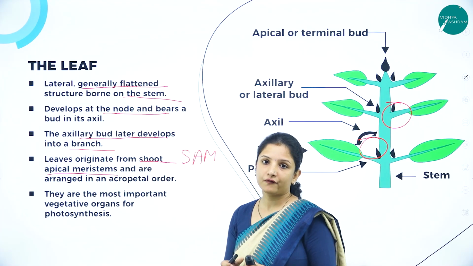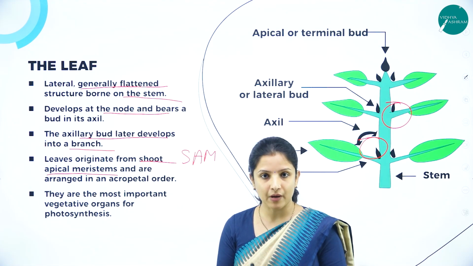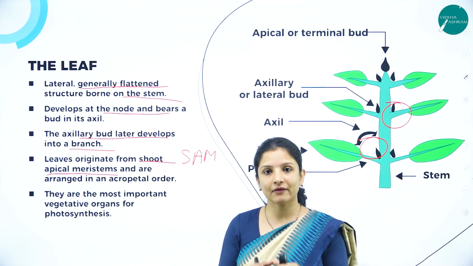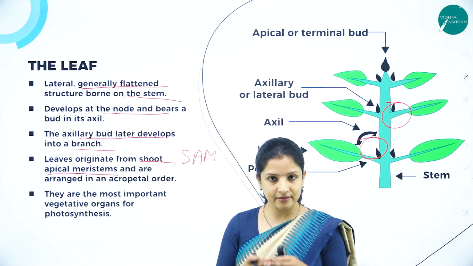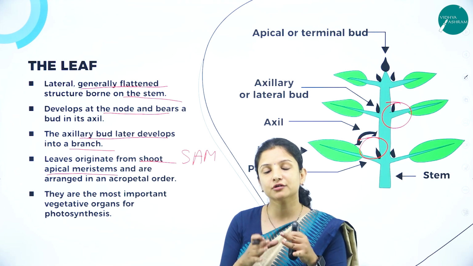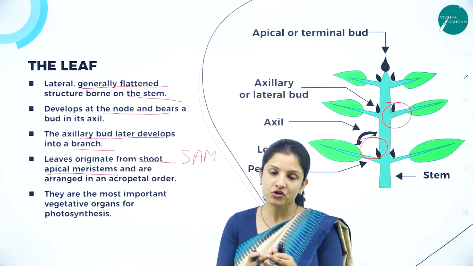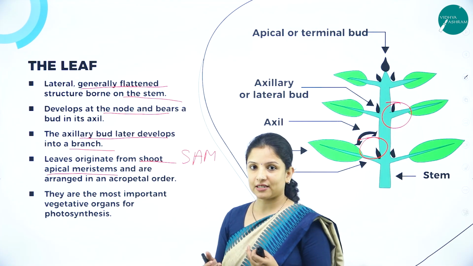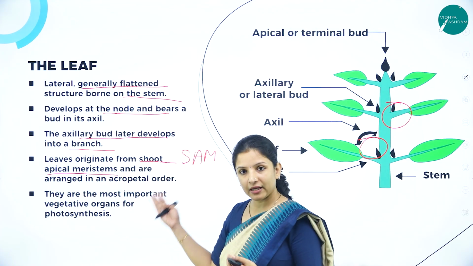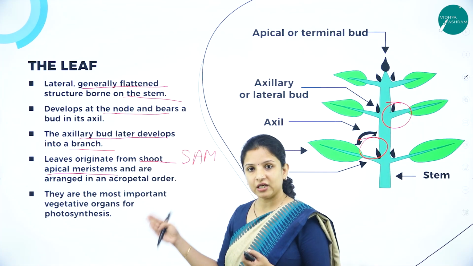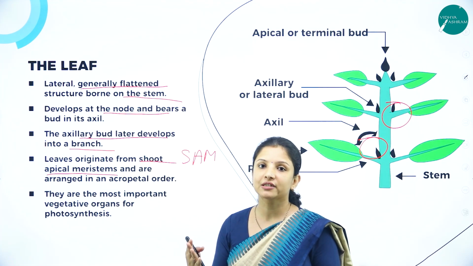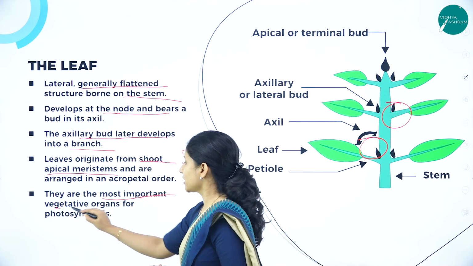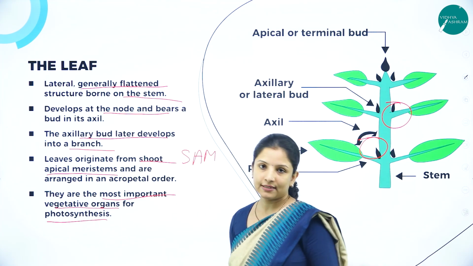And leaves are one of the most important vegetative parts of the plant because they contain cells having lots of parenchyma in them, that is the chlorenchyma cells. They have lots of chlorenchyma cells inside which chloroplasts are there, and that chloroplast helps in photosynthesis, which is one of the main functions of the leaf, helping the plant to synthesize food using the sun's energy. Therefore, they are the most important vegetative organs for photosynthesis.